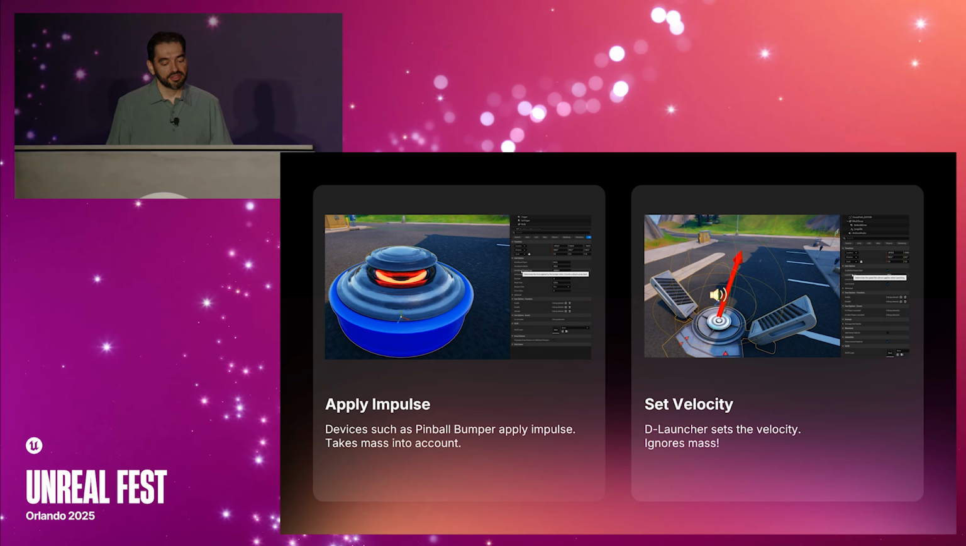So I say that some of these devices apply force and some of them set velocity. So I want to go over that example and apply what we learned earlier. Applying impulse are devices such as the pinball bumper. This applies an impulse. That takes mass into account. Force equals mass times acceleration.